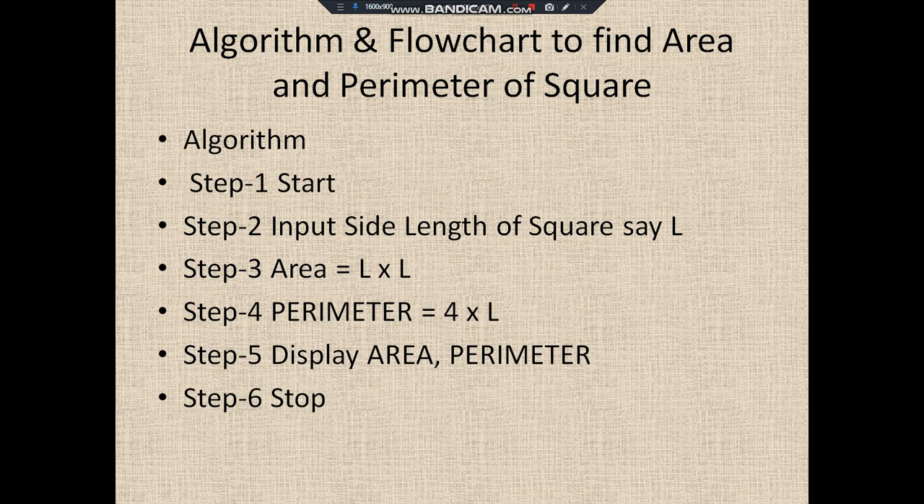After that, we are going to calculate the area of that square. Area of square is equal to length squared. So area is equal to length multiplied by the length. Next step is we need to calculate the perimeter. Perimeter is 4 into the length. Okay. We are going to apply this formula to calculate the area and the perimeter of the square. After that, we are going to display the area and the perimeter of that square. And the last step is stop.